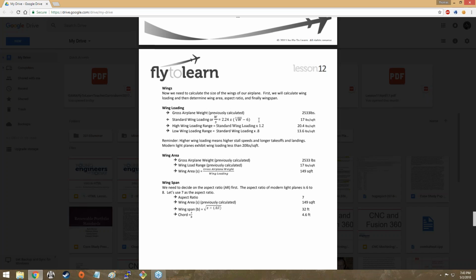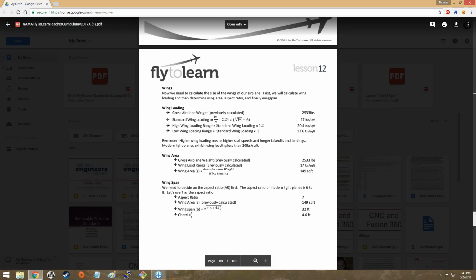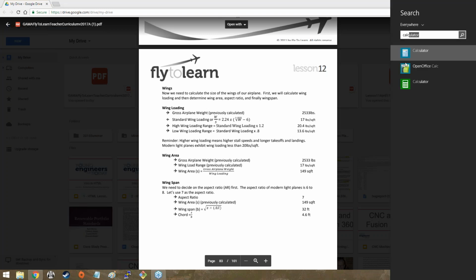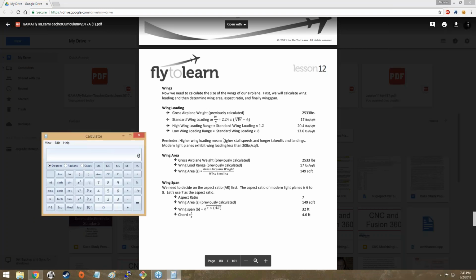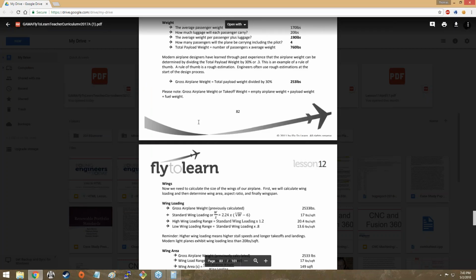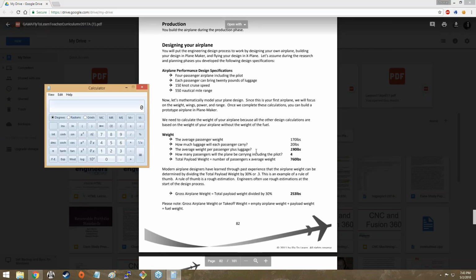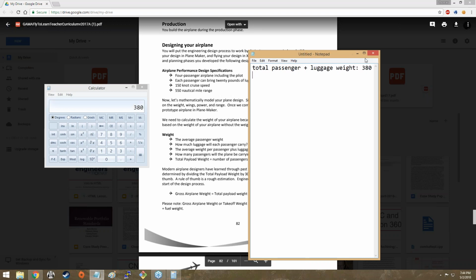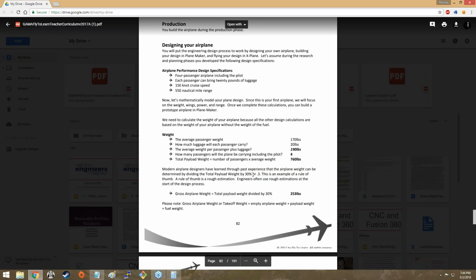All right, why don't we just do this? I'll do this along with you guys. Let me pull up the calculator. All righty. Average passenger plus luggage is 190 pounds, right? We want to be able to take 2 passengers, so that gives us 380 pounds. I'll pull up my notes over here as well. So total passenger plus luggage weight is 380. Then we divide it by 0.3.